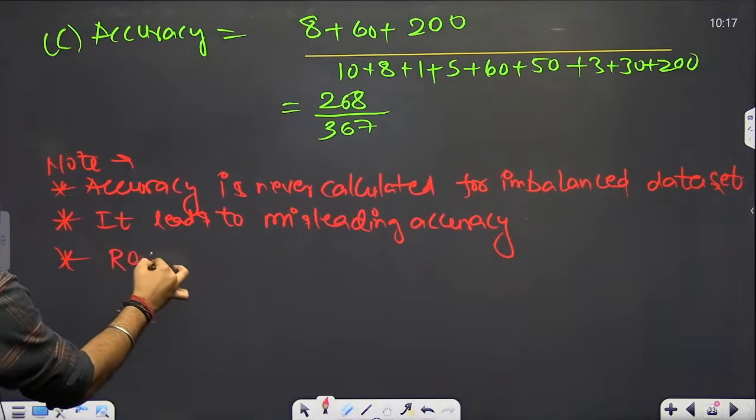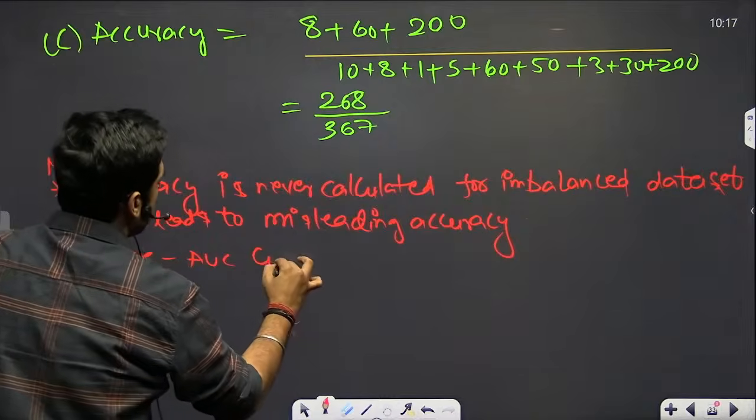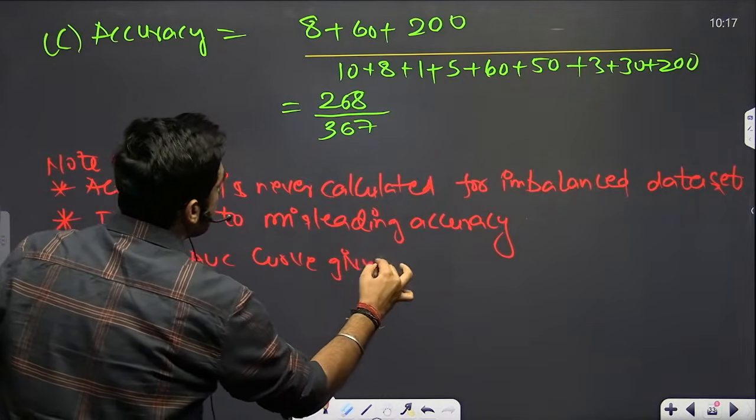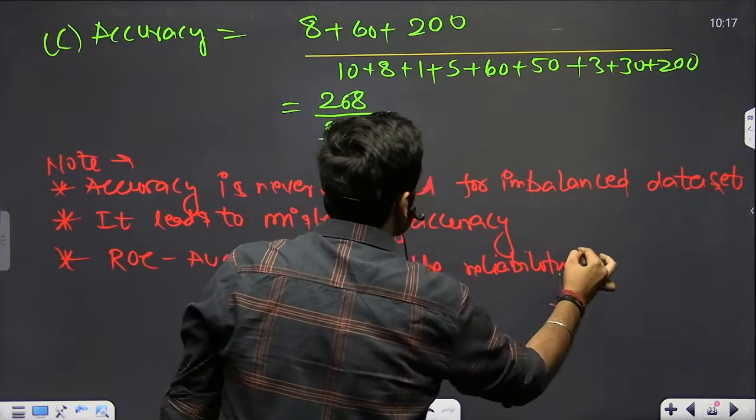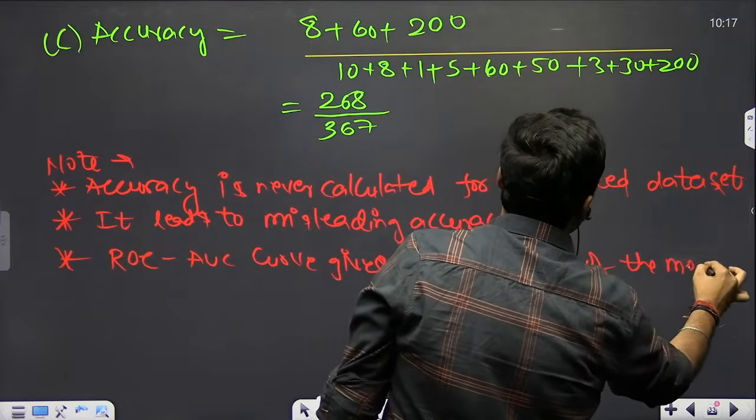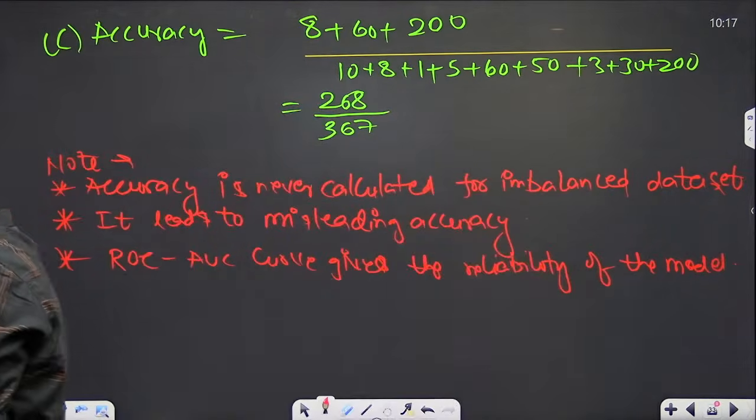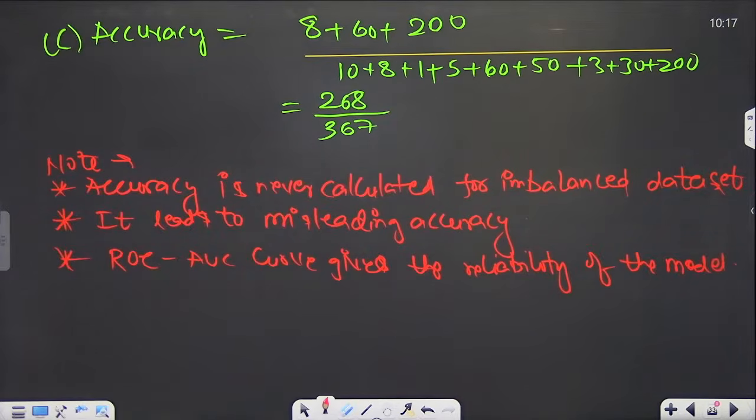Always use the ROC AUC curve. The AUC ROC curve gives the reliability of the model. So you just write it, and the next topic would be the AUC ROC curve. Just write it.